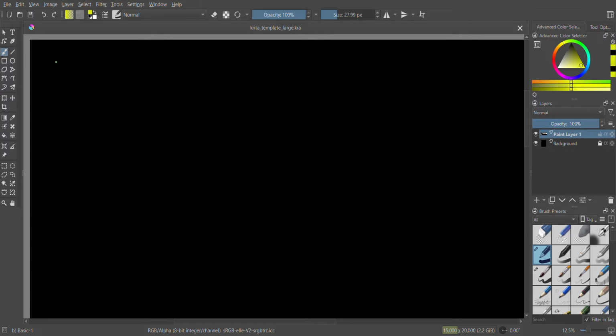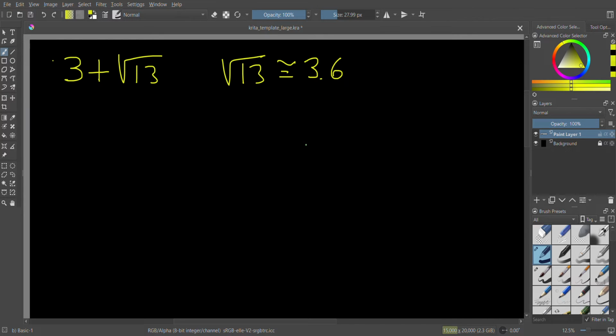I'm going to work on a continued fraction for 3 plus square root of 13. Now, square root of 13 is approximately equal to 3.6. And if you were given this as an exam, I would calculate it very simply: square root of 13 is less than square root of 16, which is 4, and greater than square root of 9, which is 3. So it's somewhere in the middle.